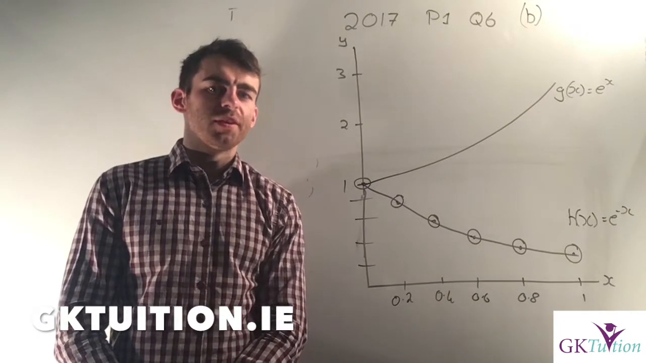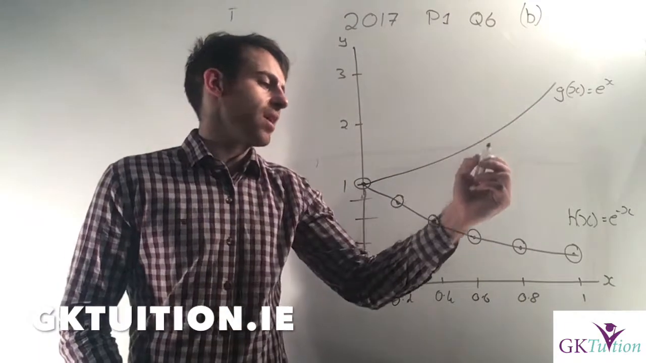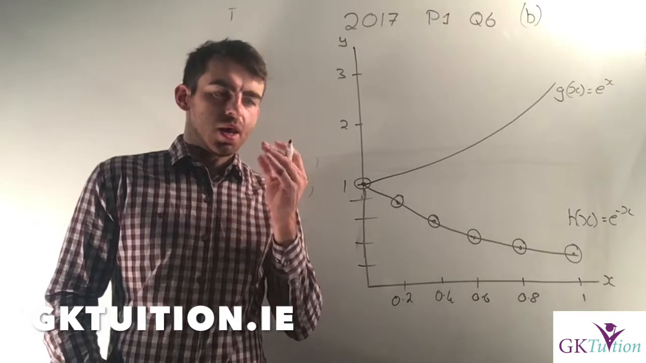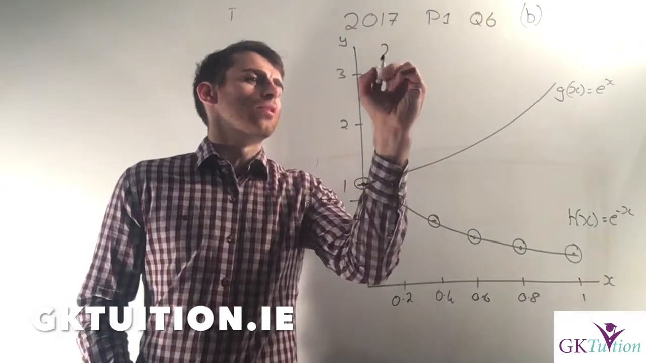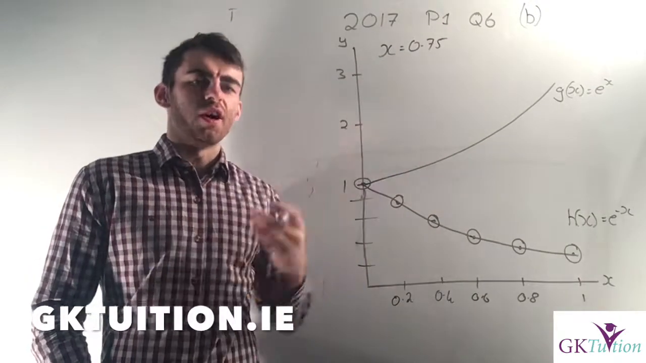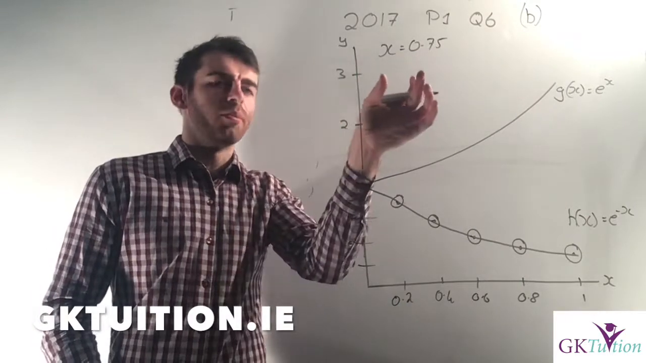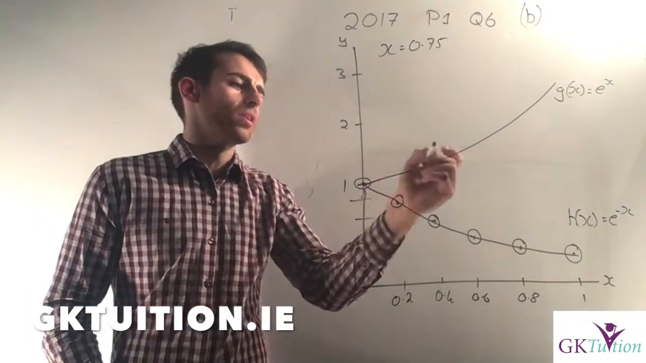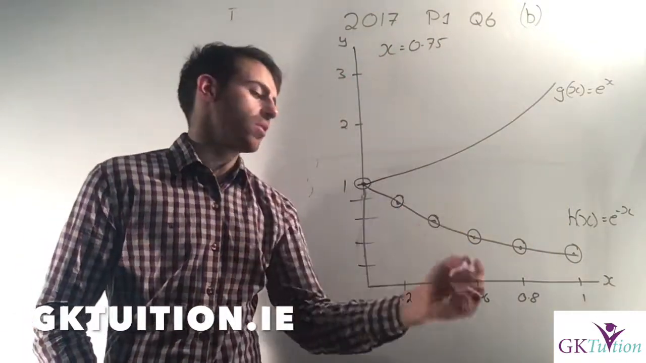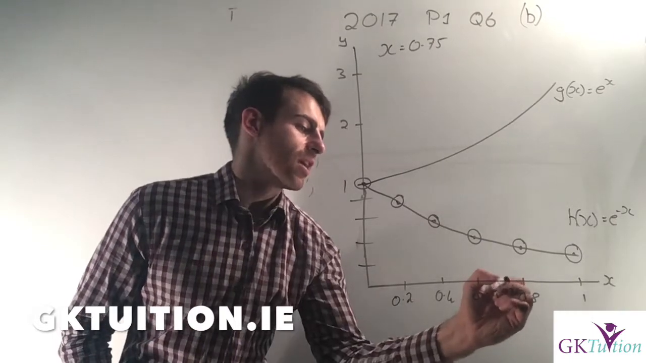Okay, so in Part B of this question, we're asked to find the area enclosed by g of x, h of x, and the line x equals 0.75. So the first thing you need to be able to do is to draw the line x equals 0.75. This is the equation of a line. If I'm given the equation of a line and it's just x equals a number, if there's no y dimension to it, then that means that it's a vertical line. So for the line x equals 0.75, just go to where your 0.75 is on your x-axis and draw a line straight up.